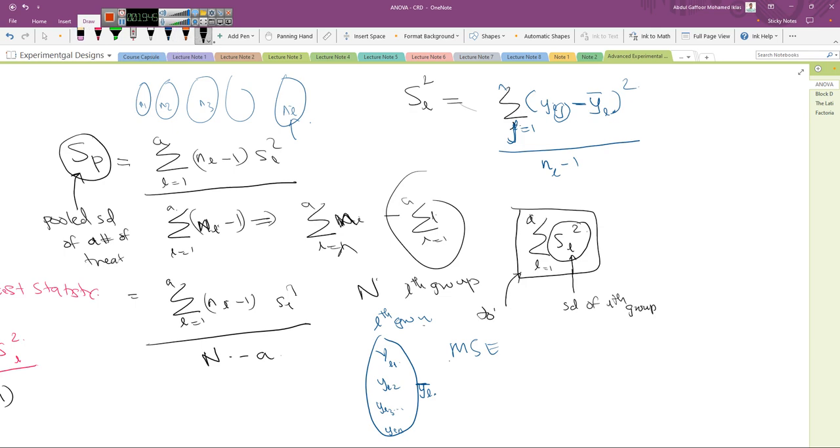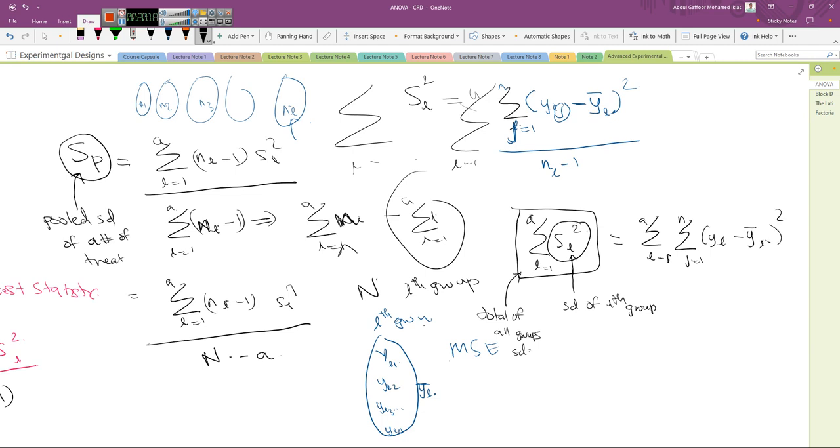This will be the total of all groups' standard deviation, right? Okay, now this can be written as, I have just taken summation like this. Again, on both sides I am taking summation i equals 1 to a. So summation i equals 1 to a, summation j equals 1 to n, yij minus yi dot bar squared, divided by this summation, which belongs to the n minus 1 also. So I am just writing summation i equals 1 to a of ni minus 1.